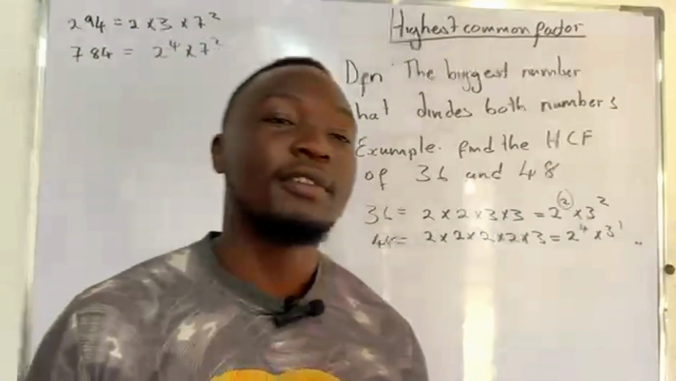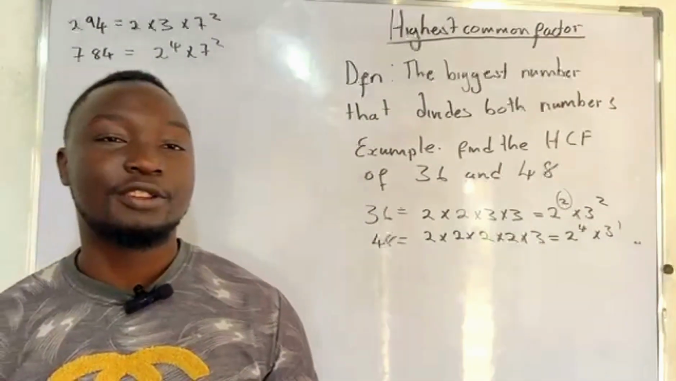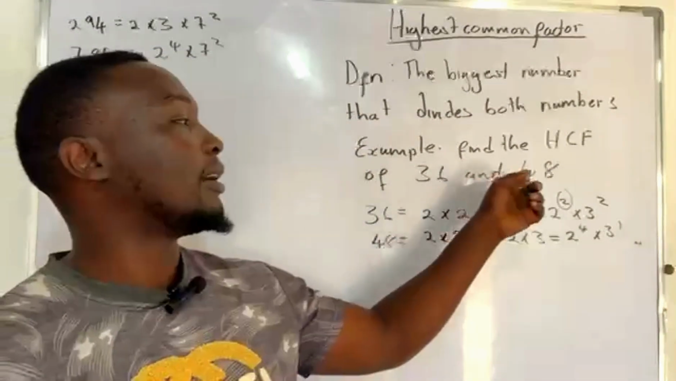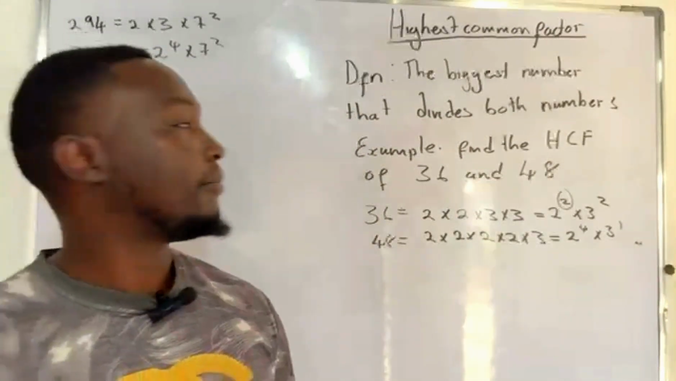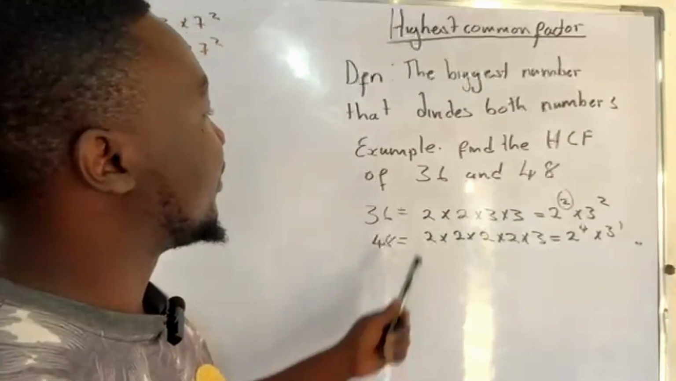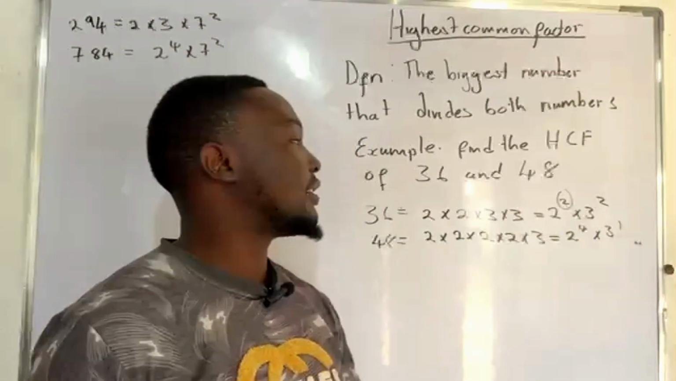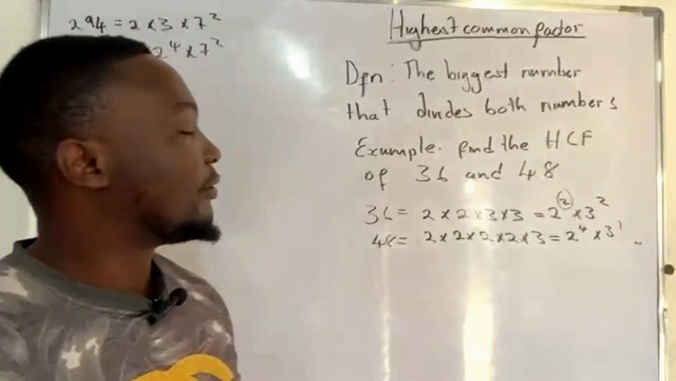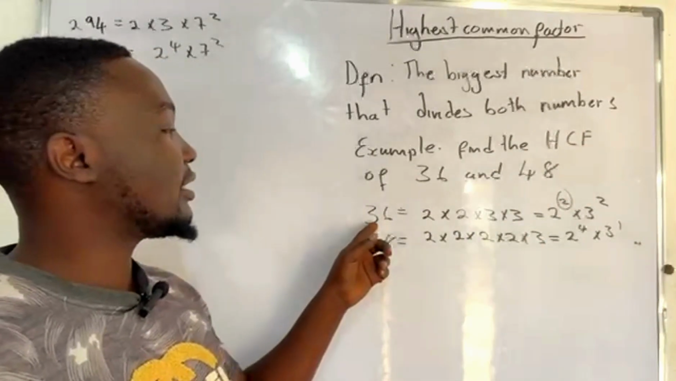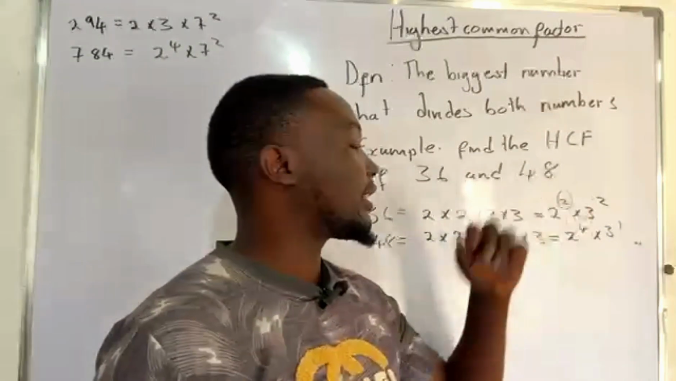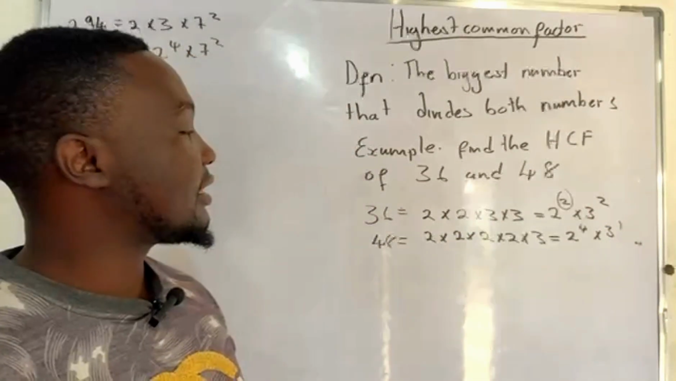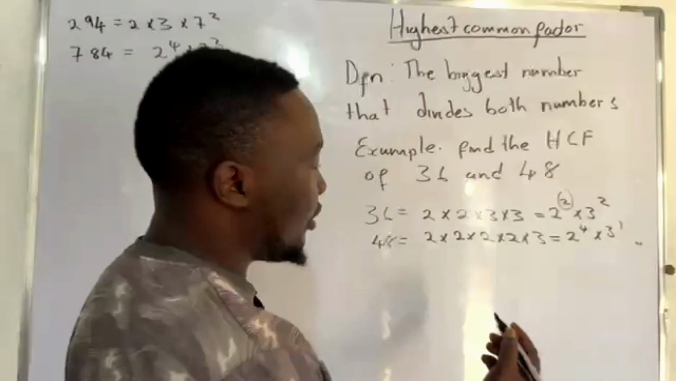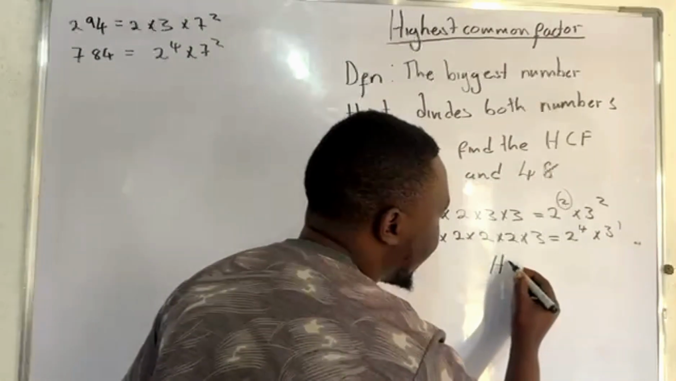For example, if you're given two numbers and you're asked to find the highest common factor, you find the biggest number that can divide both numbers without leaving a remainder. For example, you are given 36 and 48 and you are asked to find the highest common factor. So the first thing that you do is you express 36 as a product of its prime factors. After expressing 36 and 48 as a product of its prime factors, you then write highest common factor below.